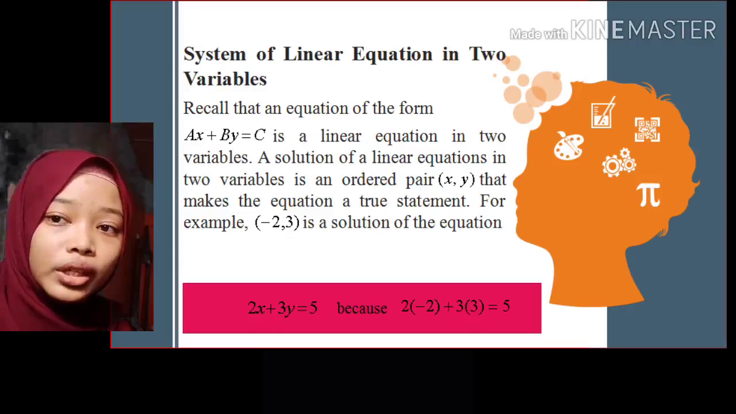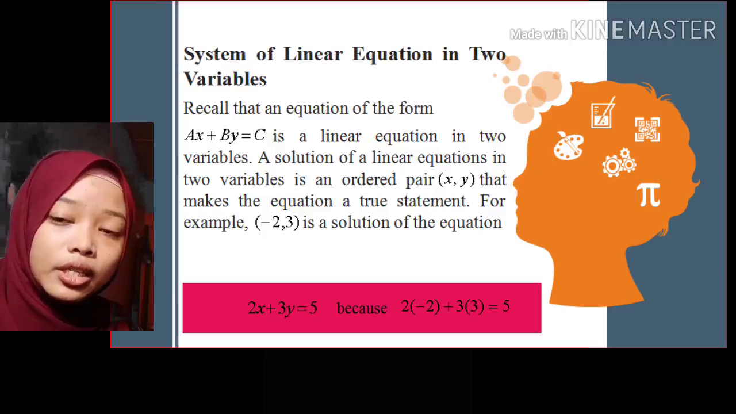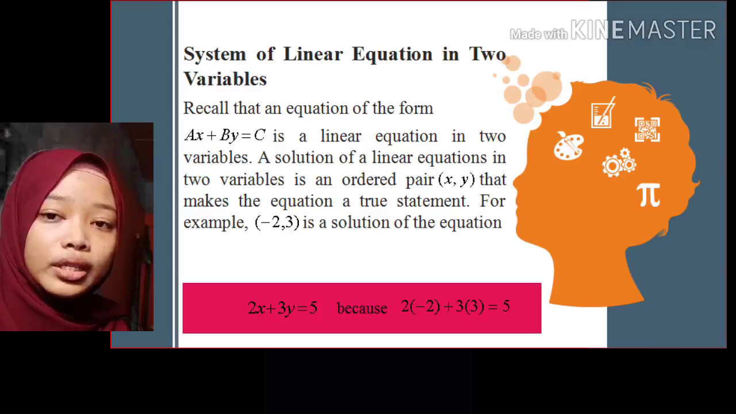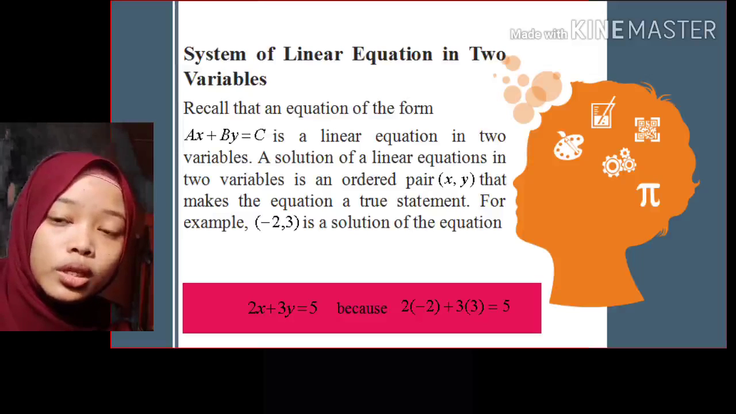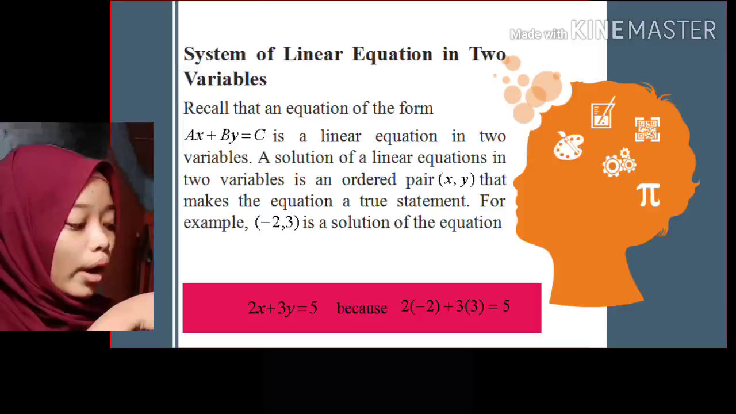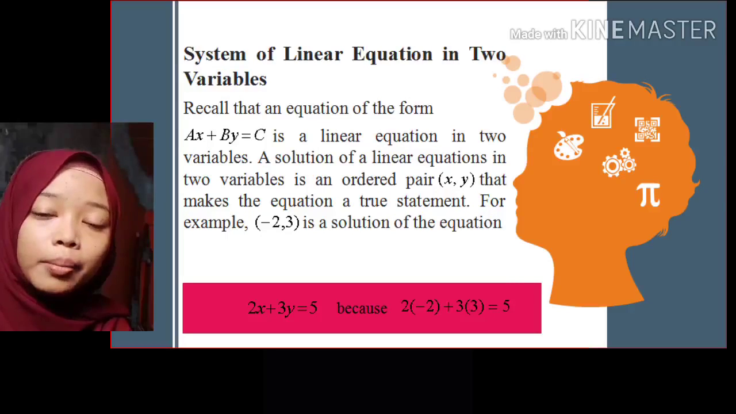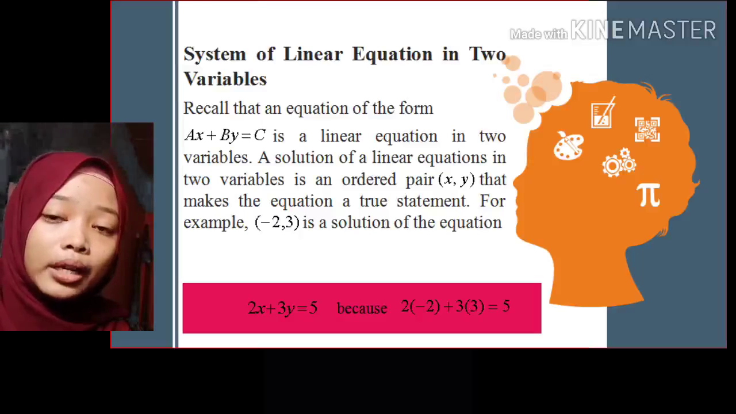A solution of a linear equation in two variables is an ordered pair (x, y) that makes the equation a true statement. For example, (-2, 3) is a solution of the equation 2x plus 3y equals 5. Why? Because 2 times -2 plus 3 times 3 equals 5.